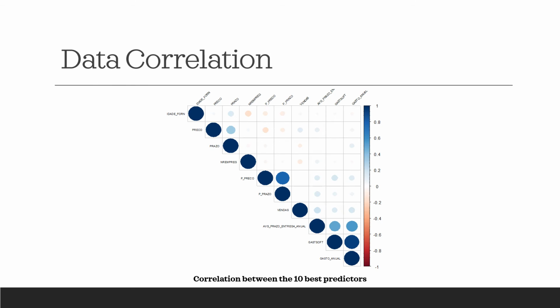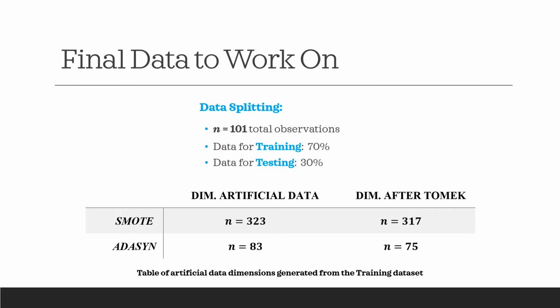Here is a quick graphical illustration that shows that there is no autocorrelation between the top 10 variables. So that's a good indicator to keep going. The real data was 101 observations that we split in 70% for training and 30% for testing.